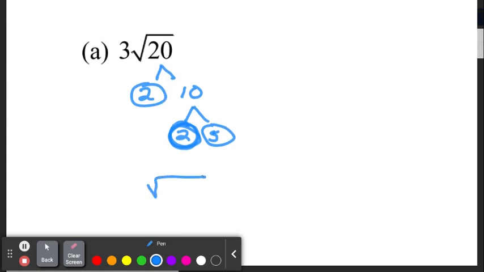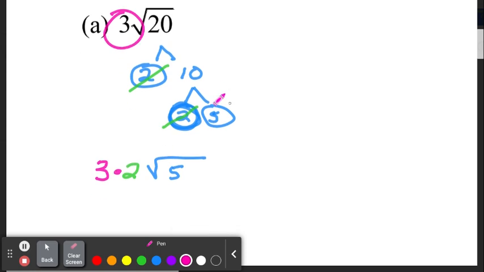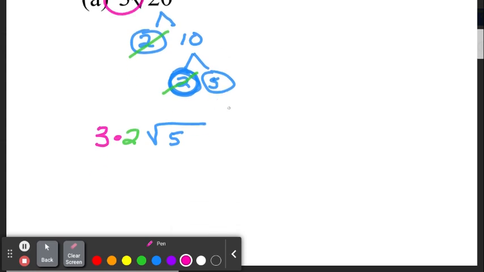So move down a little bit. Here's my square root symbol. 2's match. 5 doesn't have a partner, so it goes in there. Now, I have this 3 hanging out up here, so I have to bring that down. And it's a factor, so we multiply. So my final answer now is 6 square root of 5.